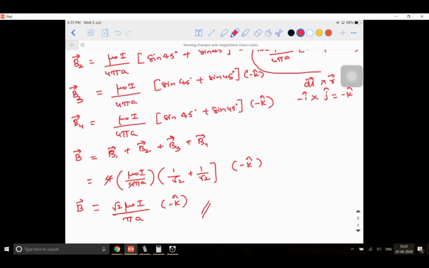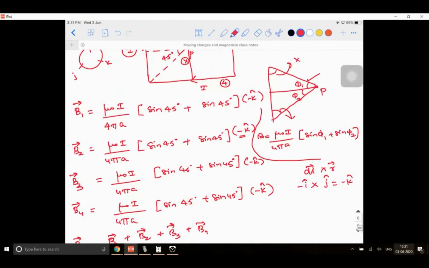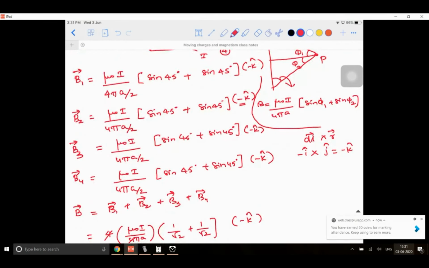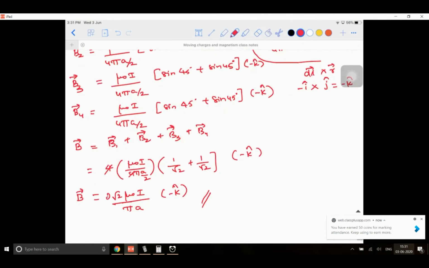Yeah, tell me. So how is the distance from the point P to the conductor a? Shouldn't it be a by 2? Yeah, I'm sorry about it. Yeah, that's right. I should have written a by 2. Thank you. So it should be a by 2. So then this will also be a by 2. Then this 2 will go up, you will get 2 root 2 times mu naught I divided by pi a in the direction of minus k cap. As simple as that.